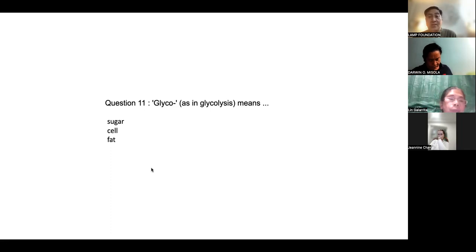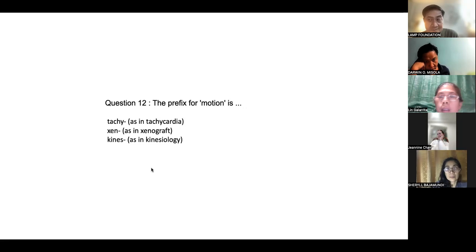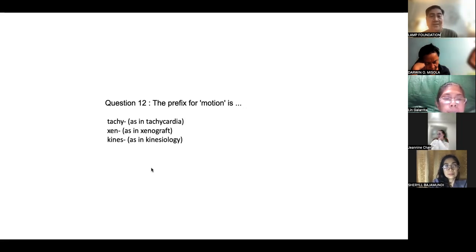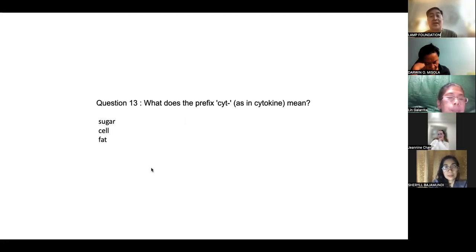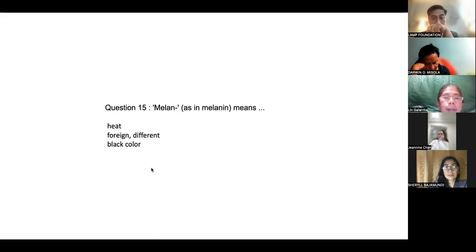Xeno, as in xenograft. Glyco as in glycolysis means? Sugar. The prefix for motion is? Kines as in kinesiology. What does the prefix "cyto" as in cytokine mean? Cell. Which of the following prefixes means fast or irregularly fast? Tachy as in tachycardia.